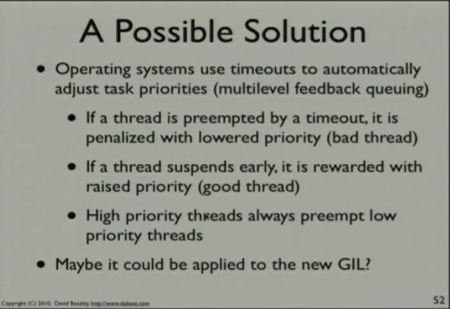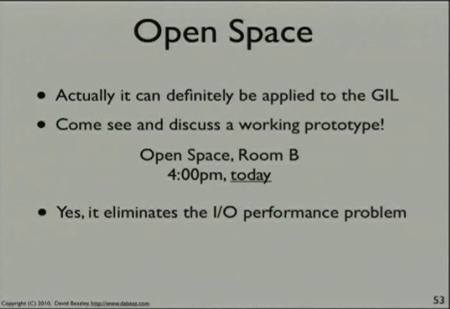On the other hand, if you give up the CPU voluntarily, maybe by doing a system call or blocking or something like that, you actually get a bonus in your priority. So one thing you might think about doing is, can you apply that to the new GIL? Maybe it's a solved problem in the OS world. They already do this. The new GIL is actually based on timeouts, so you already have the machinery to know whether a thread times out or not, because we're already looking at that. And if you want to talk about that, come to the open space at 4.